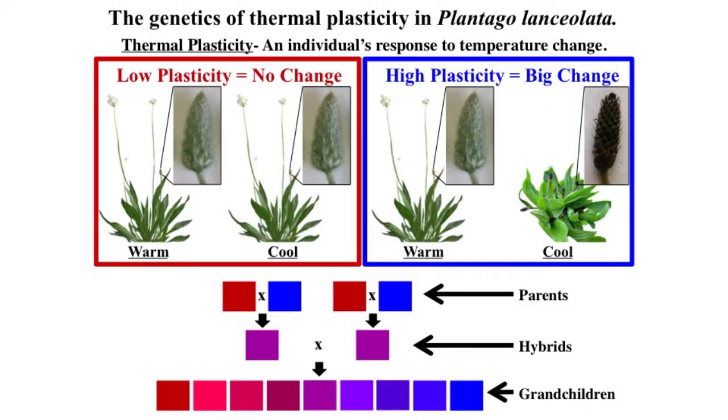And so, for example, here in the red box, I'm showing a low plasticity individual. This individual shows a very small response. When grown under warm or cool environments, it produces lightly colored flowers and has tall, skinny leaves. High plasticity individuals, on the other hand, shown here in blue, respond strongly to temperature. When grown in a warm environment, they also produce lightly colored flowers and tall, skinny leaves. However, in a cool environment, they produce much darker flowers with shorter, thicker leaves.